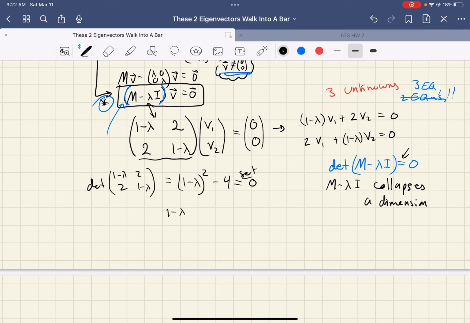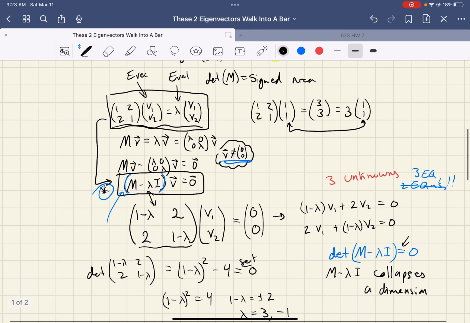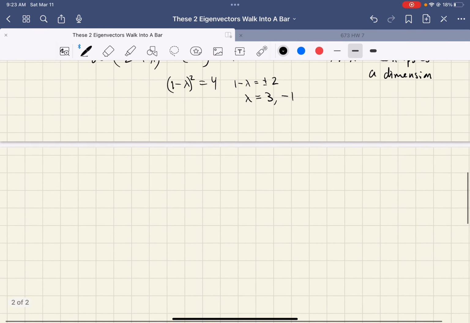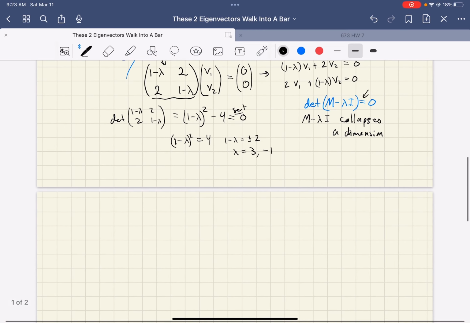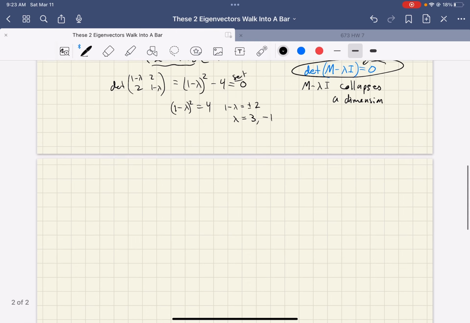Okay, so that says 1 minus lambda squared is equal to 4, and we square root both sides. And we have 1 minus lambda is equal to positive or negative 2. And then solving for lambda, we're going to get lambda is equal to 3 or negative 1. Okay. And so we actually already saw, hey, look, here's lambda equals 3. Okay. But let's just keep going and let's find this proper. So, all right, you always start with this equation here to find your eigenvalues. Then once you have your eigenvalues, you can plug them in.